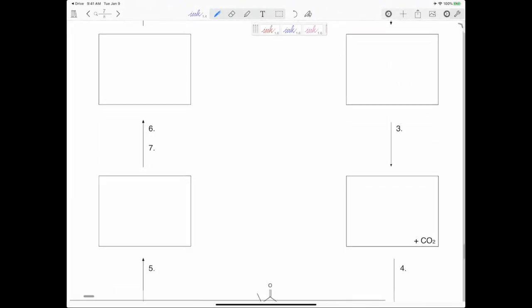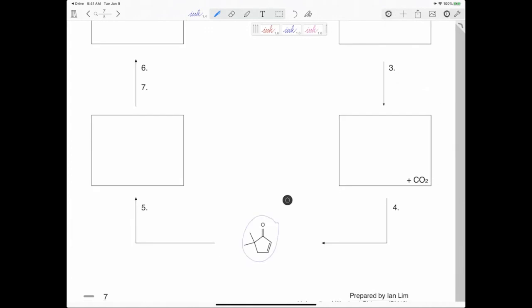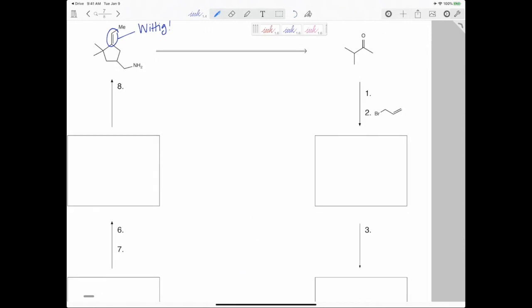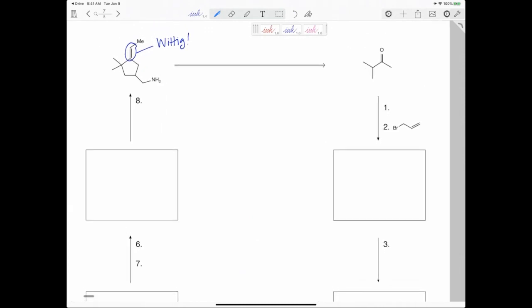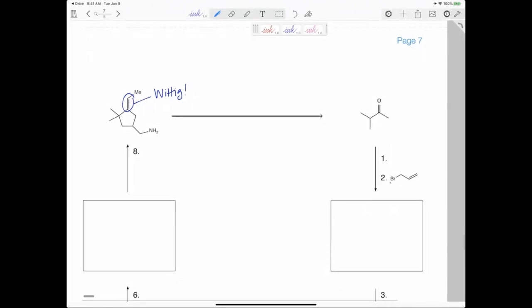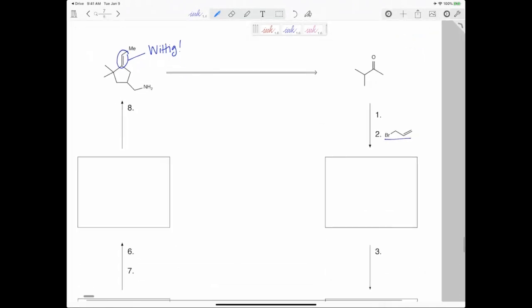And what else do I see here? Oh, I see a cyclicized molecule from something that does not look remotely similar. So that kind of tells me I might have to use a strong base, right? I have to employ enolate chemistry at some point. Okay, so let's go ahead and look at this here. I gave you this. This is also another hint here.